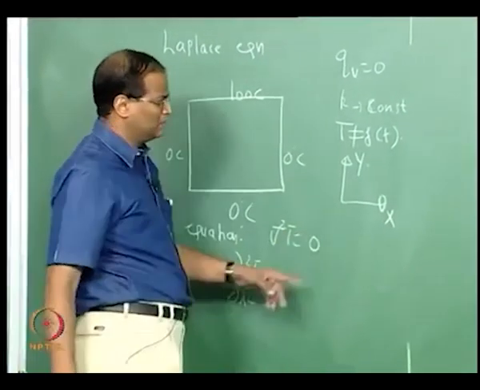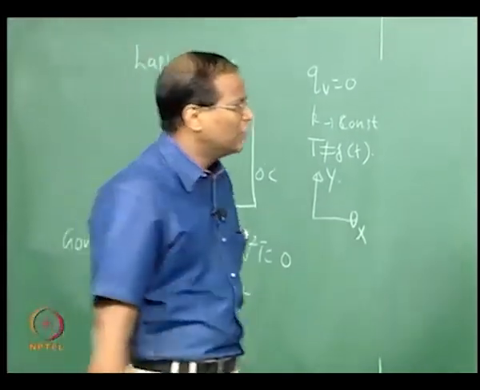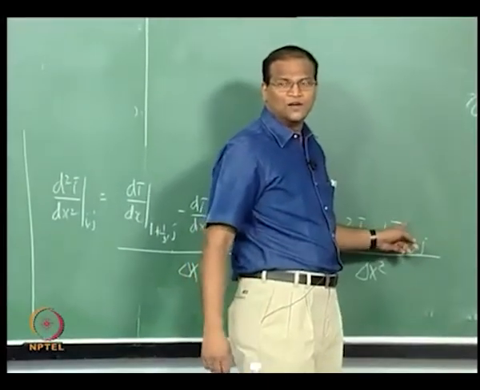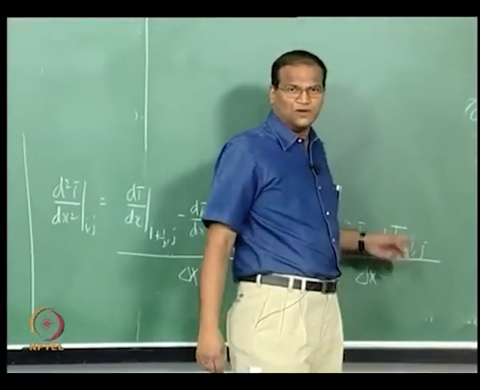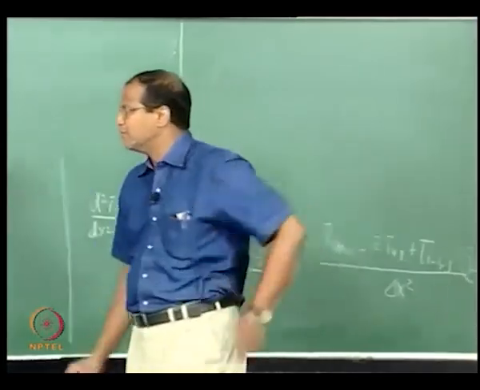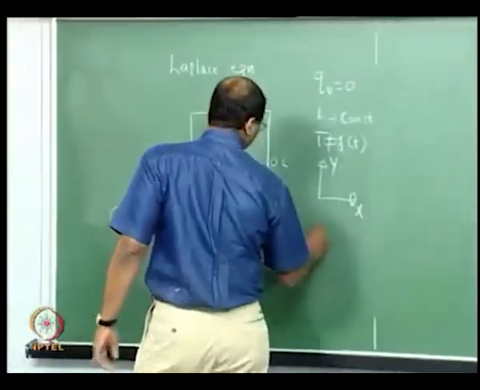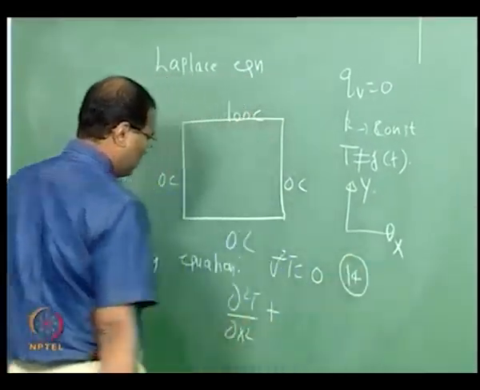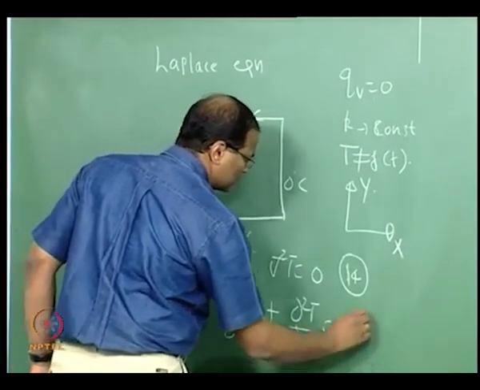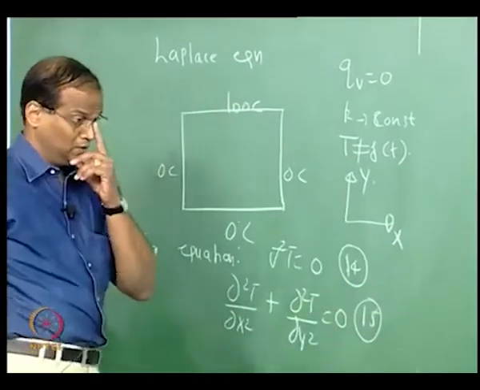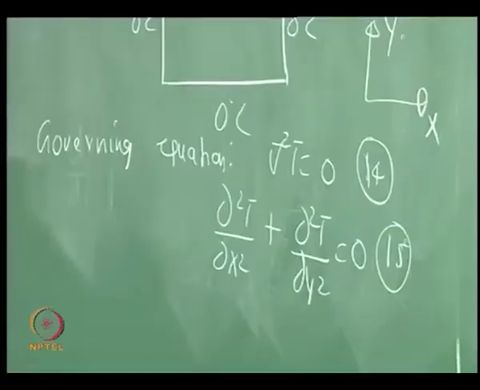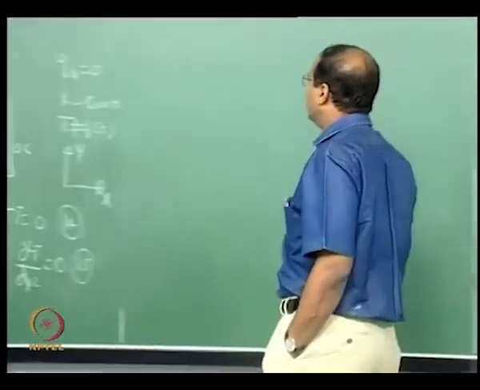What is the equation number here? We will give a number for this. 13, okay. So we will give number 14 for this. So d square T by dx square plus d square T by dy square equals 0. Now we write the finite difference expressions for both d square T by dx square and d square T by dy square.